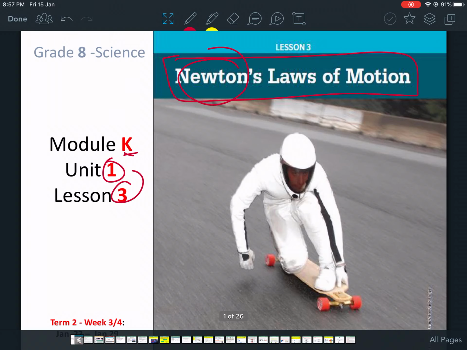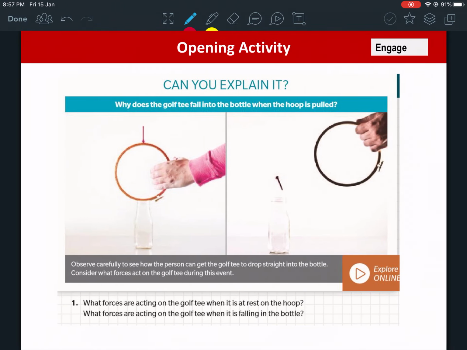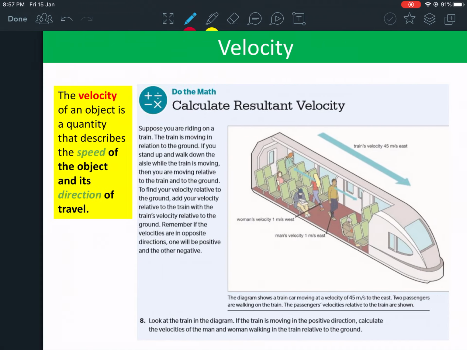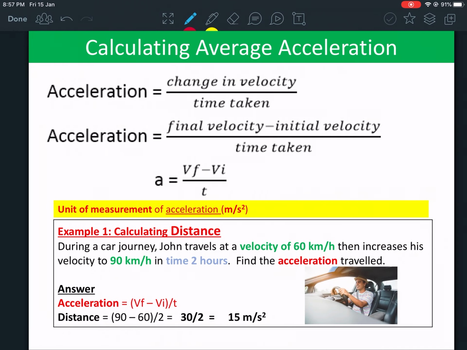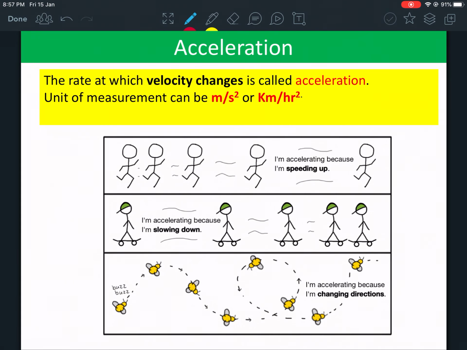Good morning, everyone. We're going to continue learning about Newton's laws of motion. Today we're going to learn about the three laws of motion later. That will be the end of the lesson, but we had to learn about a few things before that. We talked about what is motion, what's a reference point, average speed, calculating average speed, and resultant speed. Today we're going to talk about calculating average acceleration.